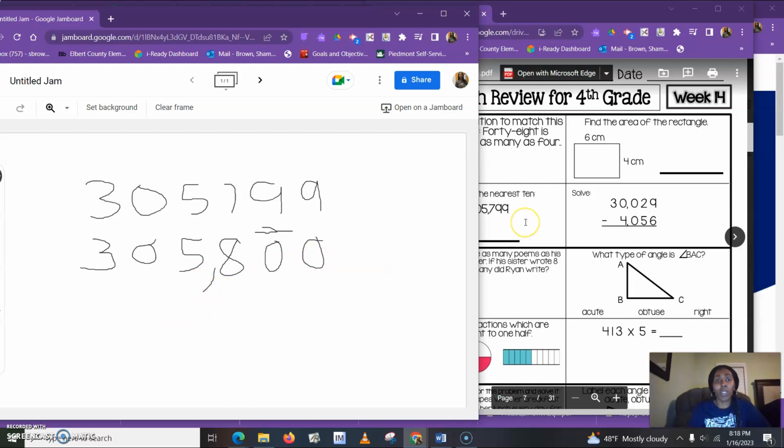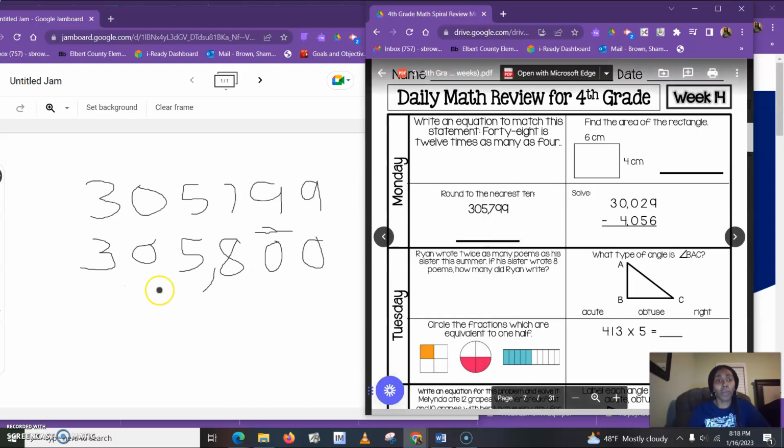This would be this rounded to the nearest 100. 305,800. Hope that helps you. And that's all.